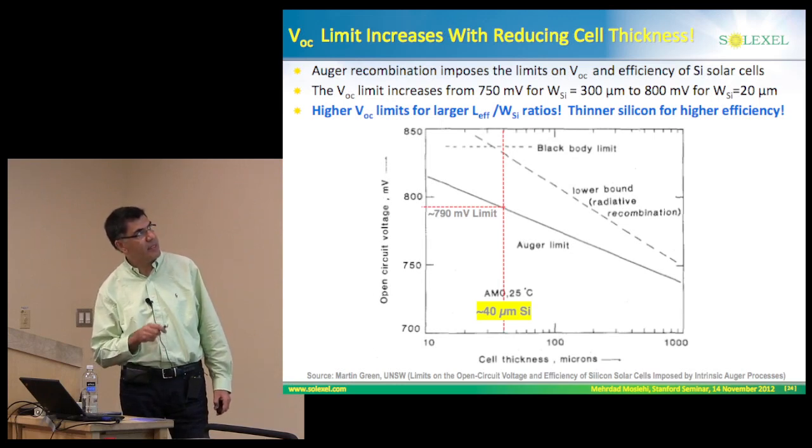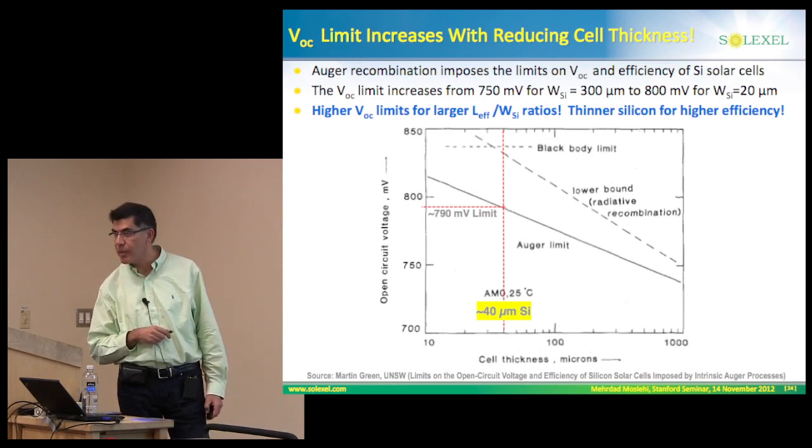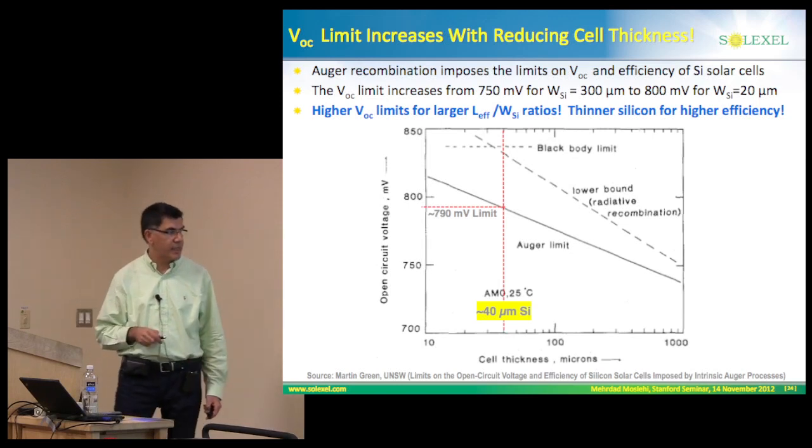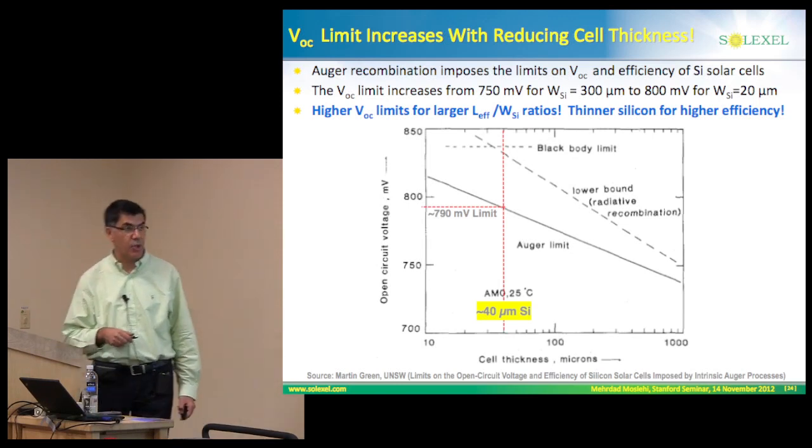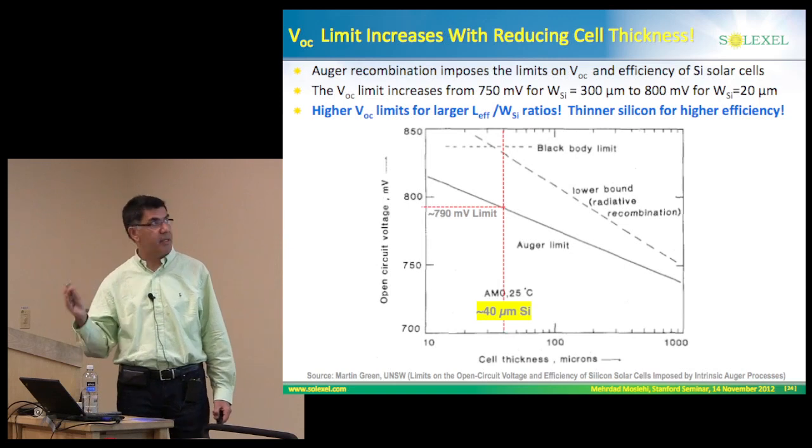So if you look at this graph, for instance, the VOC limit increases by 50 millivolts when you reduce your silicon thickness from 300 micron to 20 micron. So this is a very important driving force for using thinner silicon.